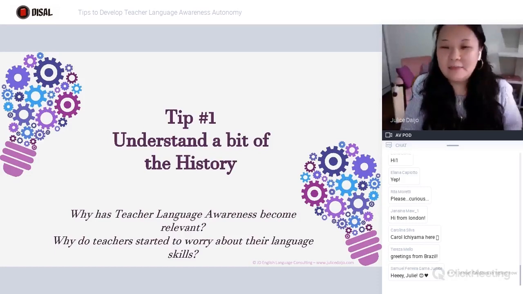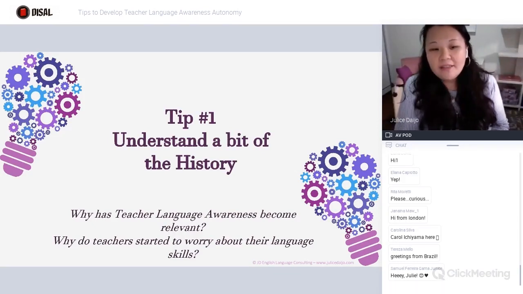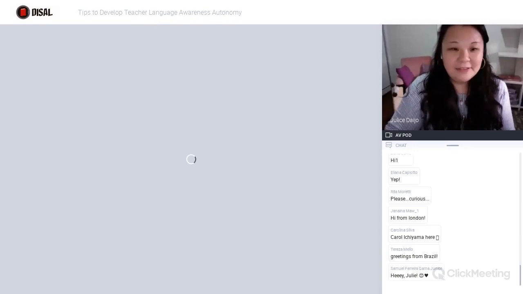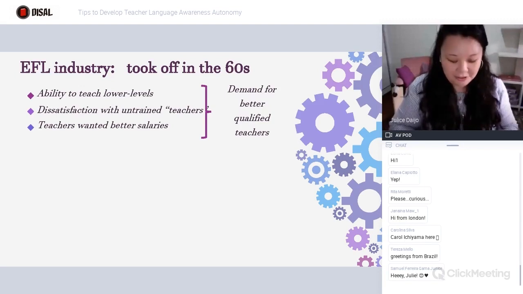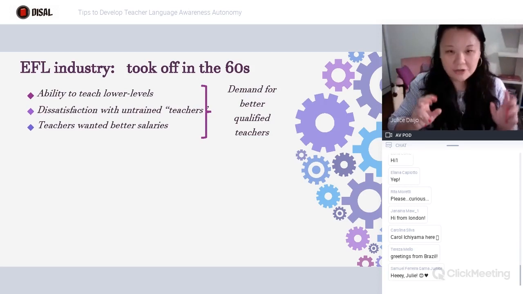Tip number 1, understand a bit of the history. So why has teacher language awareness become relevant? In other words, why did teachers start to worry about their language skills? Okay, so our area, the English teaching industry, took off in the 60s. If you think about it, it's something very recent. So before the 60s, if you could teach survival English, or if you had like level B1, it would be enough to teach, especially during the war, you know, just literally survival English.